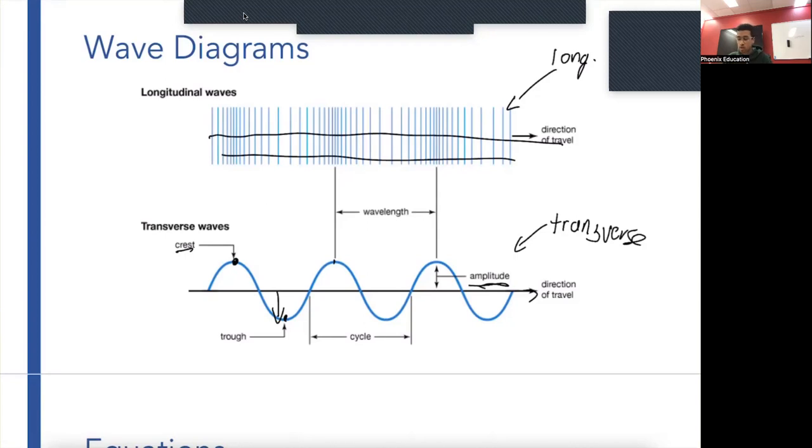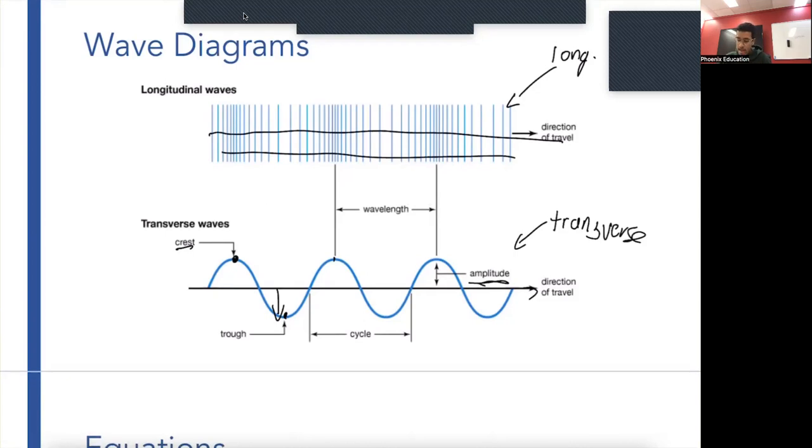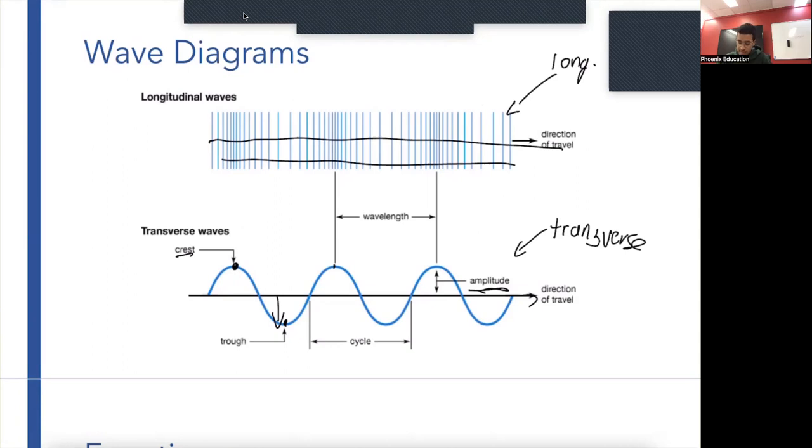So you can think of cycle and wavelength as kind of the same thing, but cycle in this sense would be time, and wavelength in this sense would be the distance. Okay, and the amplitude is the distance from the equilibrium position. So the equilibrium position is this line here, the resting point, to the maximum point.